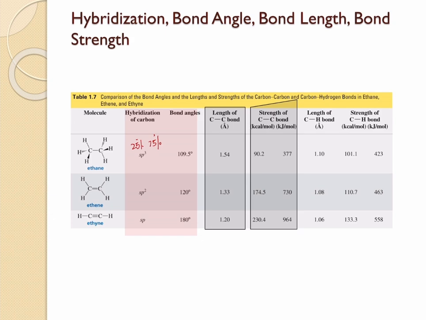But in the case of sp2, it's going to be 33% of s and 66% of p, which is going to increase the bond angle to 120 degrees. But with sp hybridization, where we have 50% s and 50% p, the bond angle is drastically increased to 180 degrees. So with an increase in the s character of the orbital, we can easily tell that there is an increase in the bond angle and an increase in the strength of the bond, but a decrease in the length of the bond.